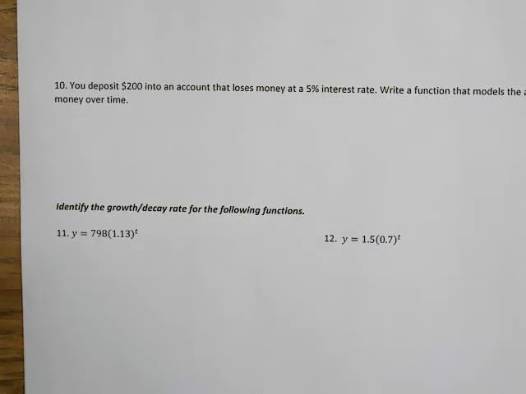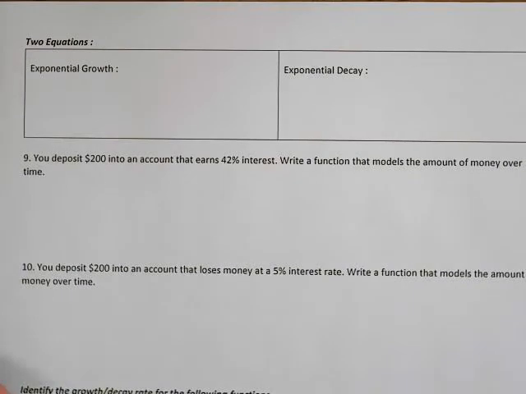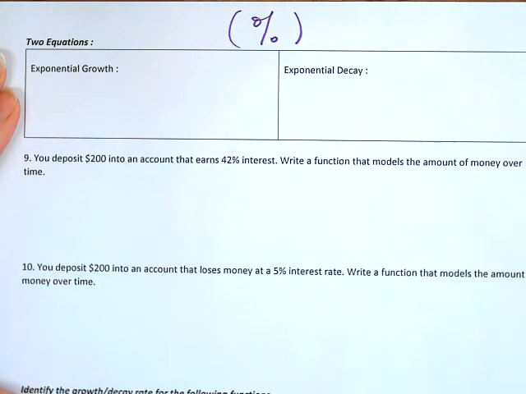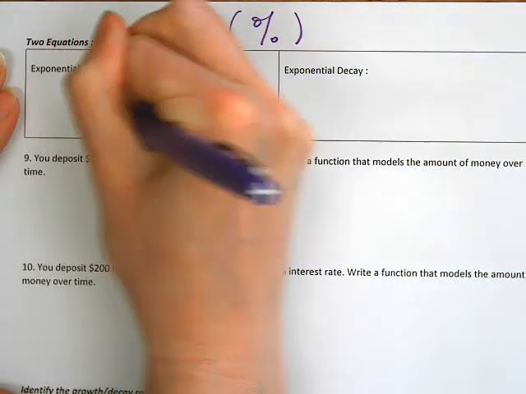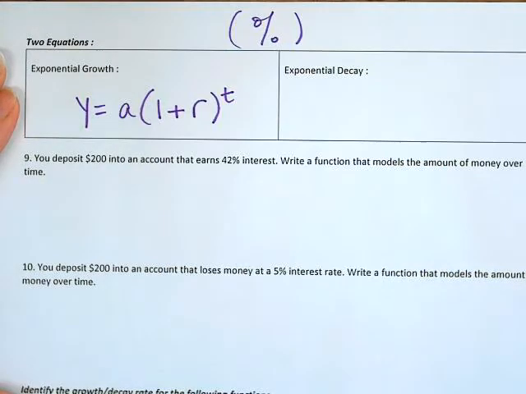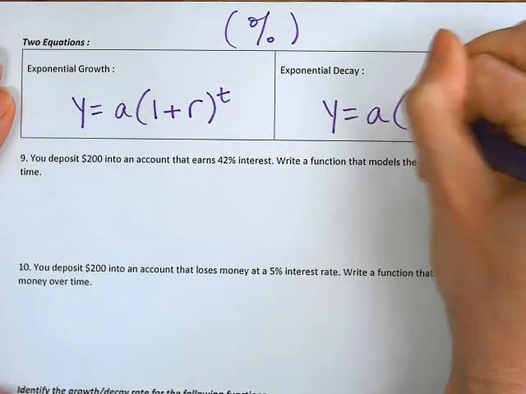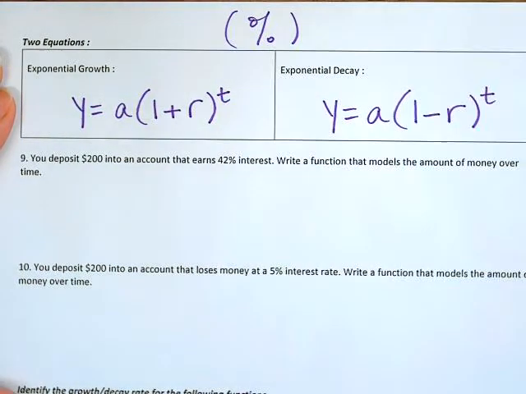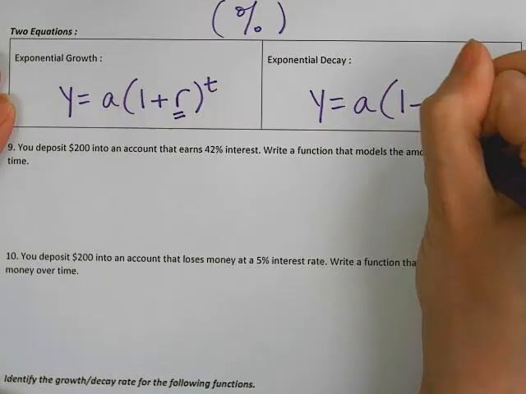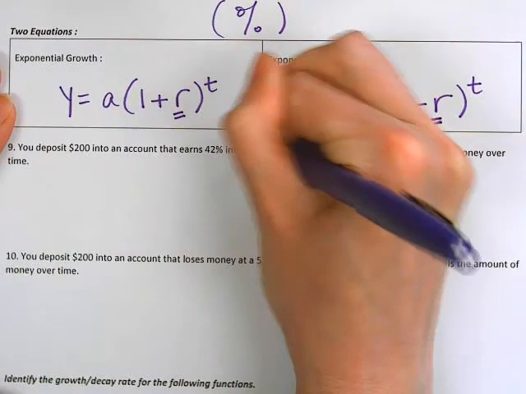All right, and then the next page is the equations for the growth and decay models. And a growth model, this is if you're given a percent rate. A growth model is y equals a times (1 plus r) to the t power. And a decay model is y equals a times (1 minus r) to the t power. We actually just have been doing these. And then don't forget the rate. You need to convert it into a decimal.